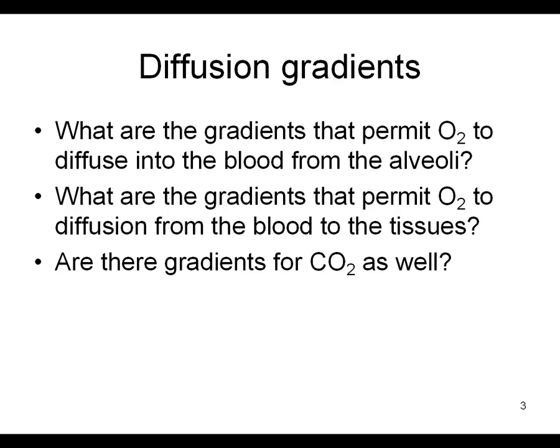So we want to talk about gradients that allow oxygen to diffuse from the alveoli to the blood. And then once we get the oxygen in the blood and take it down to the tissues, how do we go from the blood to the tissues? And then how is CO2 diffusing? Are there gradients for CO2?